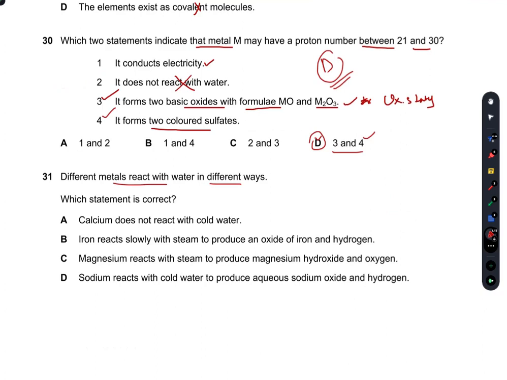Different metals react with water in different ways. Which statement is correct? Calcium does not react with cold water. Calcium reacts with cold water. Calcium reacts with cold water to give, I think, calcium. Calcium reacts with water to form.